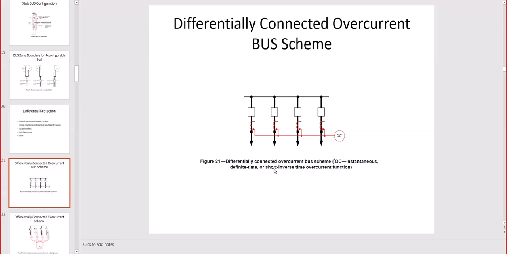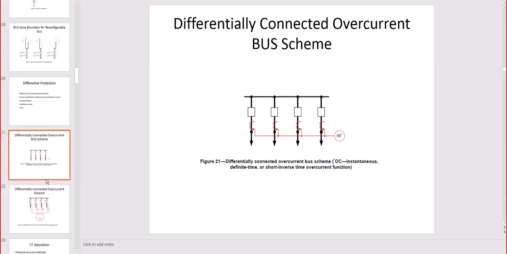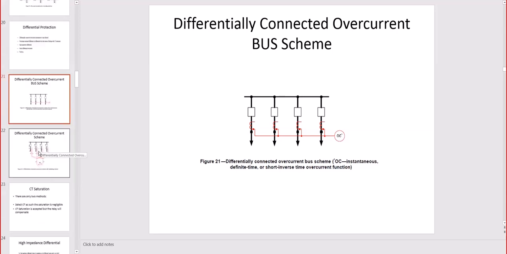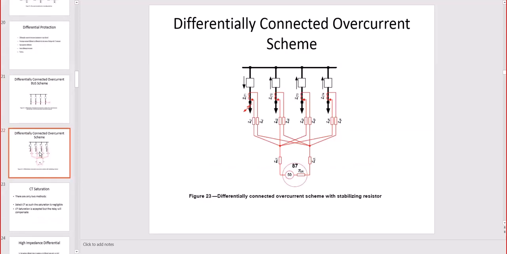and usually it is through a time delay, similar to 50/51, and it can even be implemented with 50/51, but in this configuration we still claim that we have an 87, because we are not looking at strictly one CT, we are looking at the summation of the CTs. Differential connected overcurrent scheme, same idea.